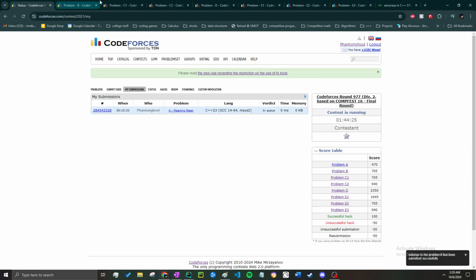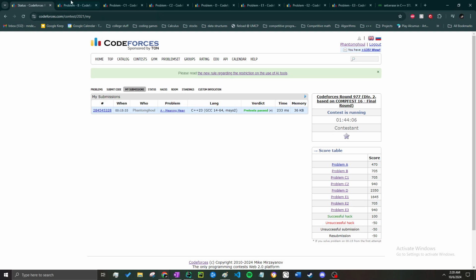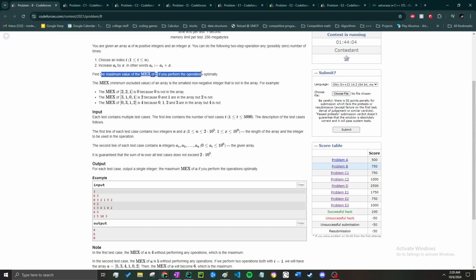Let's do B first. So you're given an array of n positive integers and then an integer x. You can do the following two-step operation any number of times. Oh, max, nice. Pretest pass, nice. Okay, so find the maximum MEX of a if you perform the operations optimally. Choose an integer i, increase a_i by x. In other words, a_i equals a_i plus x. So we're given x, and we need to find the maximum value if you perform the operations. Okay, I see.